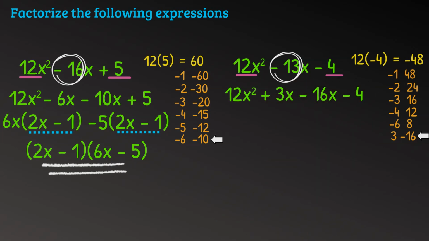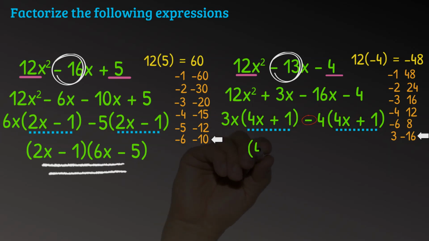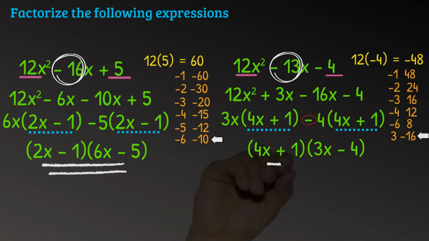The greatest common factor for the first two terms is 3x, and we'd need to multiply that by 4x plus 1. And the greatest common factor for the second two terms is 4, also multiplied by 4x plus 1 because of this minus sign here. So the first bracket of the solution is 4x plus 1, and the second bracket is 3x minus 4.